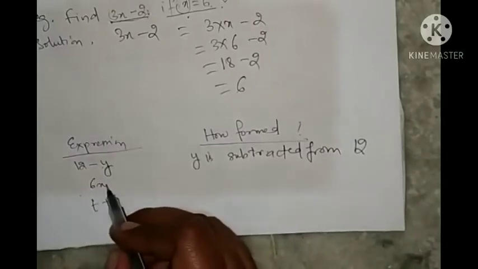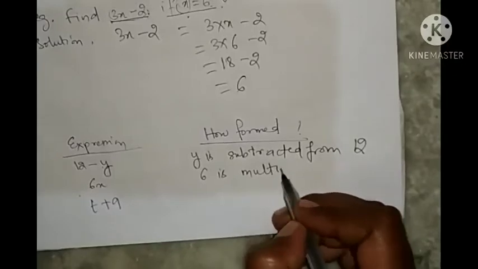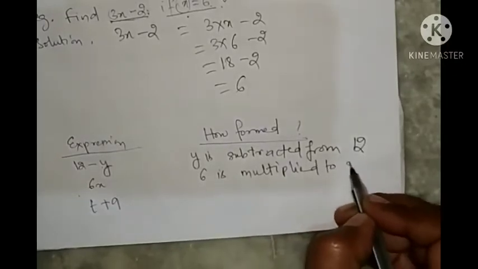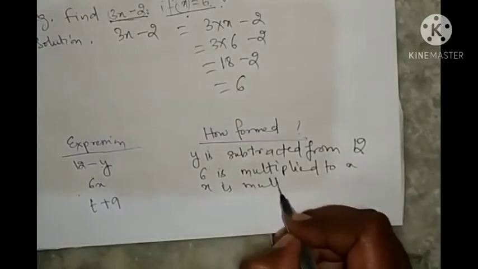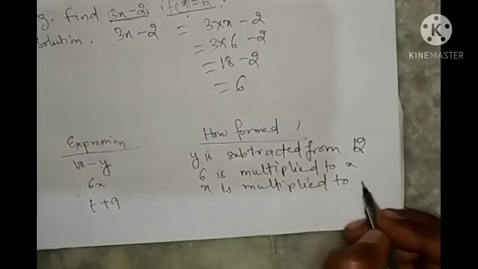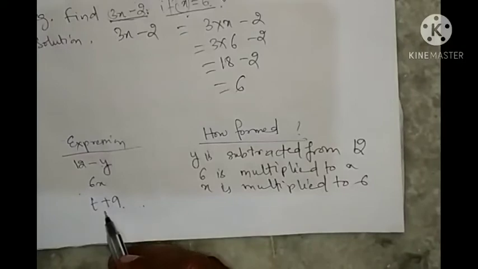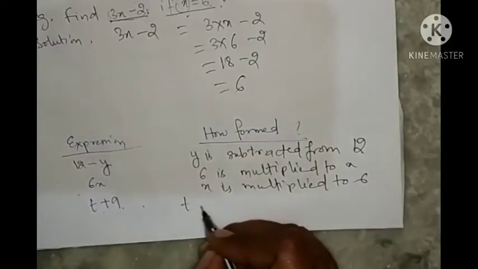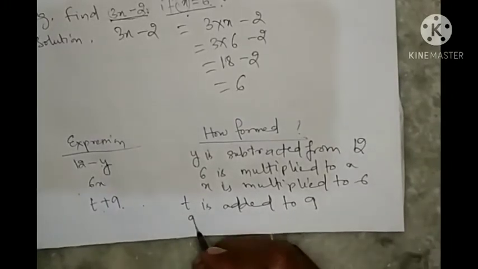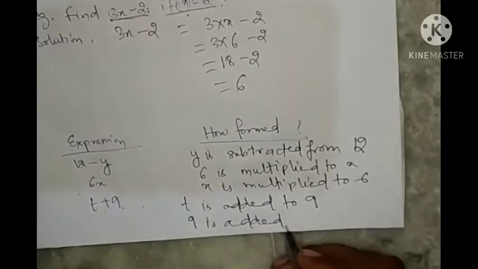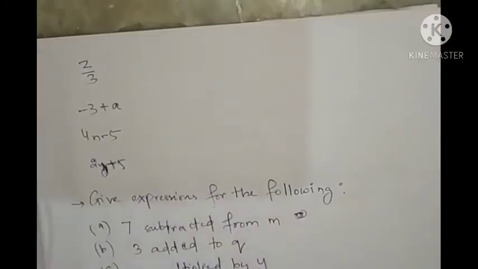Next, 6x means 6 into x. You will write 6 is multiplied to x, or you can write x is multiplied to 6. Here look, t plus 9 means what? Plus means addition. So you will write t is added to 9, or you can write 9 is added to t. Anything will be possible.